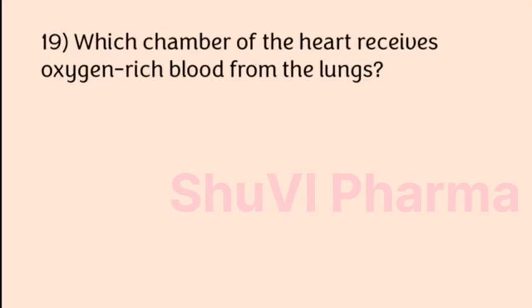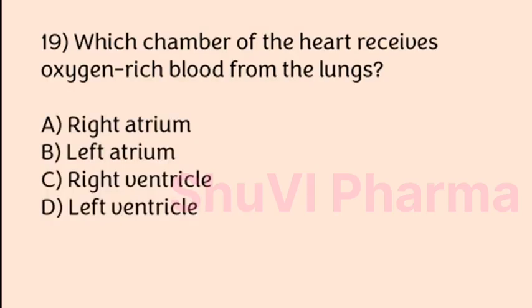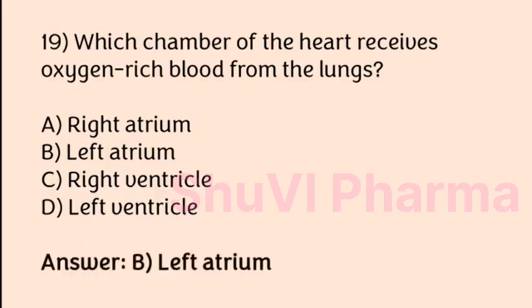Which chamber of the heart receives oxygen-rich blood from the lungs? Right atrium, left atrium, right ventricle, left ventricle. The correct answer is option B. Left atrium.